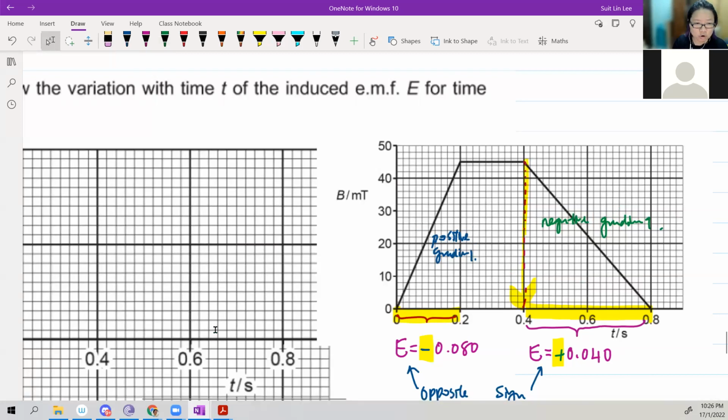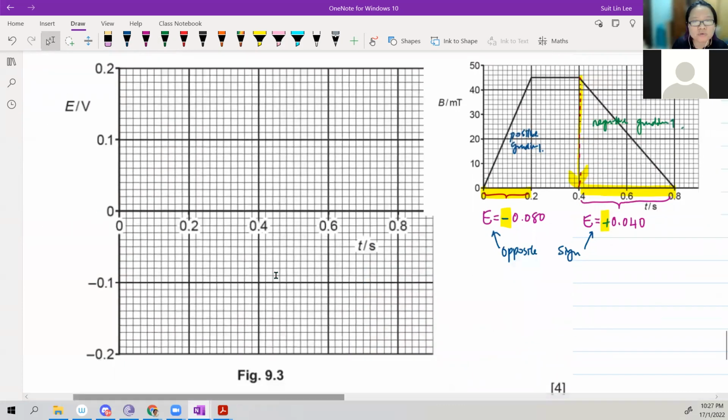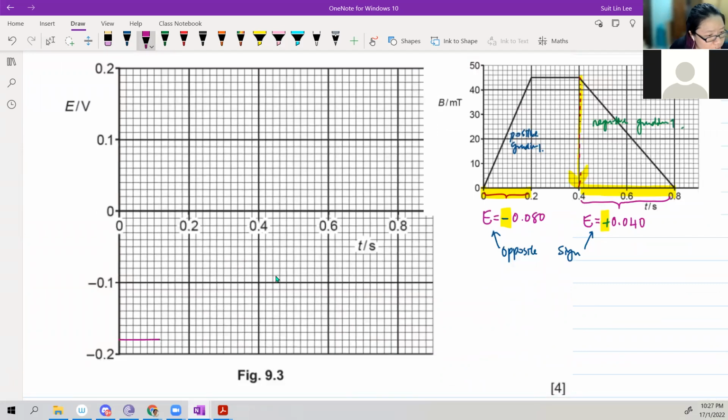So let's draw. Okay, 0 to 0.2, negative 0.08. Here, maybe 0.08 here. And then 0.4 to 0.6 is positive 0.04. So that would be 0.0234 here.